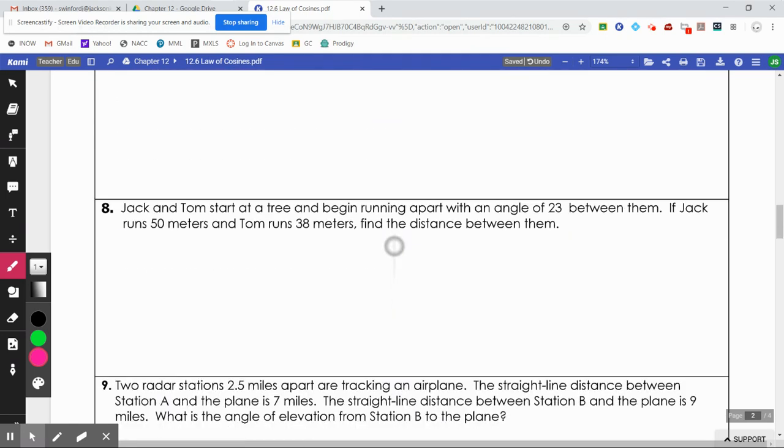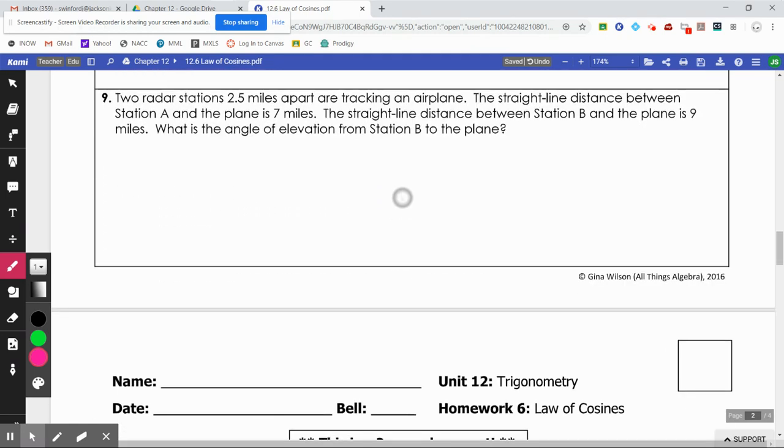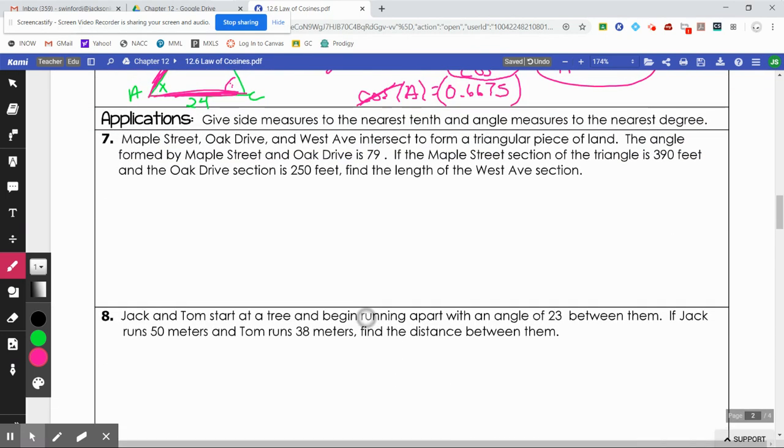Okay, now let's do some application problems. And I think we've got 2 or 3 of these. Number 7. Main Street, Oak Drive, and West Avenue intersect to form a triangular piece of land.